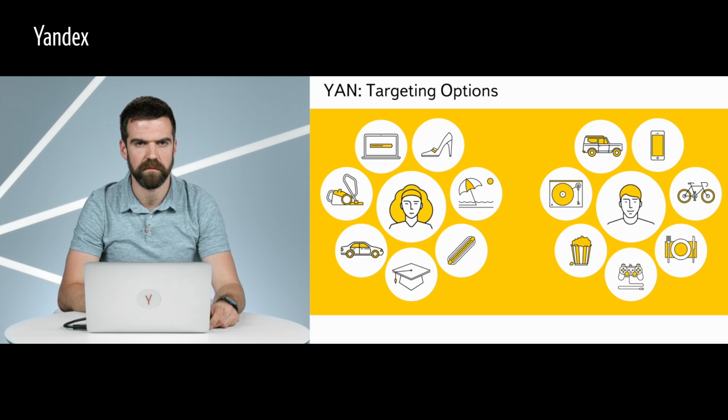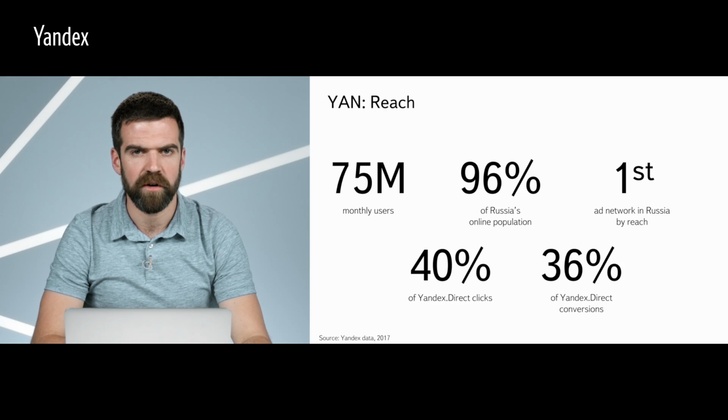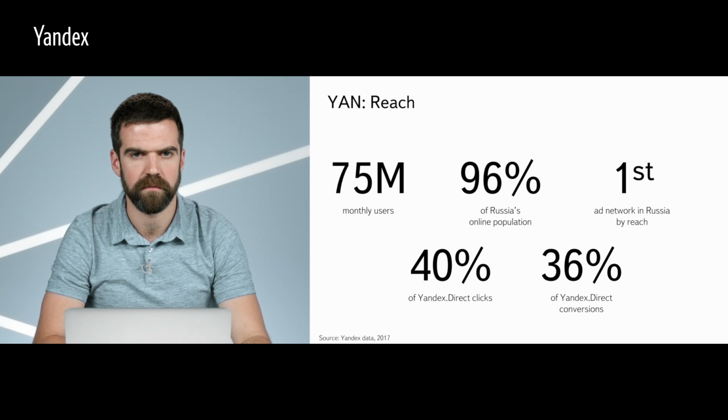The Yandex Advertising Network isn't just high-quality sites with lots of visitors. YAN is the #1 ad network in Russia in terms of reach. The monthly audience of the Yandex Advertising Network is more than 75 million people, which is 96% of Russia's online population. 40% of clicks and 36% of conversions in Yandex.Direct take place in the Yandex Advertising Network.